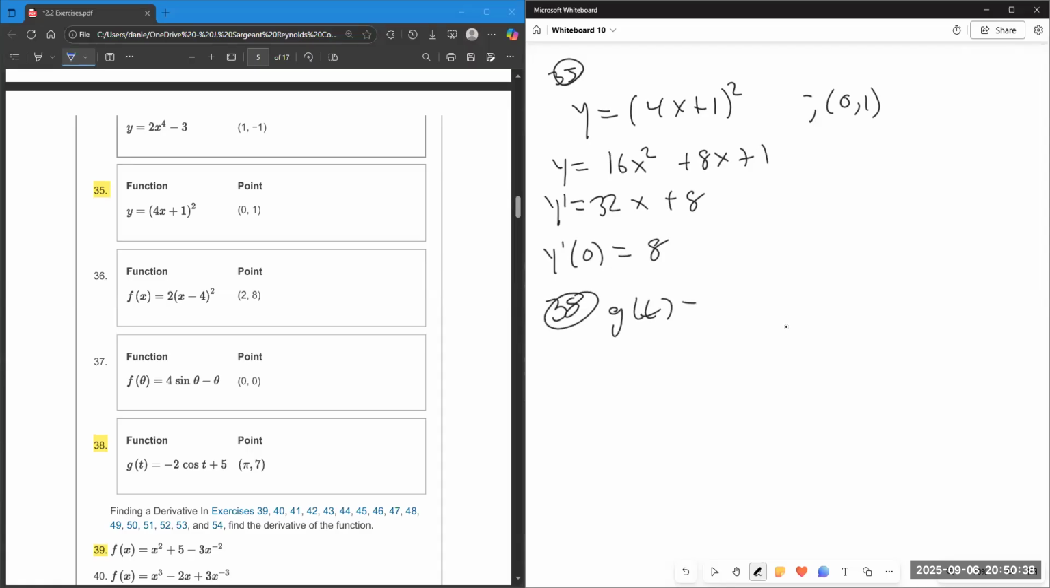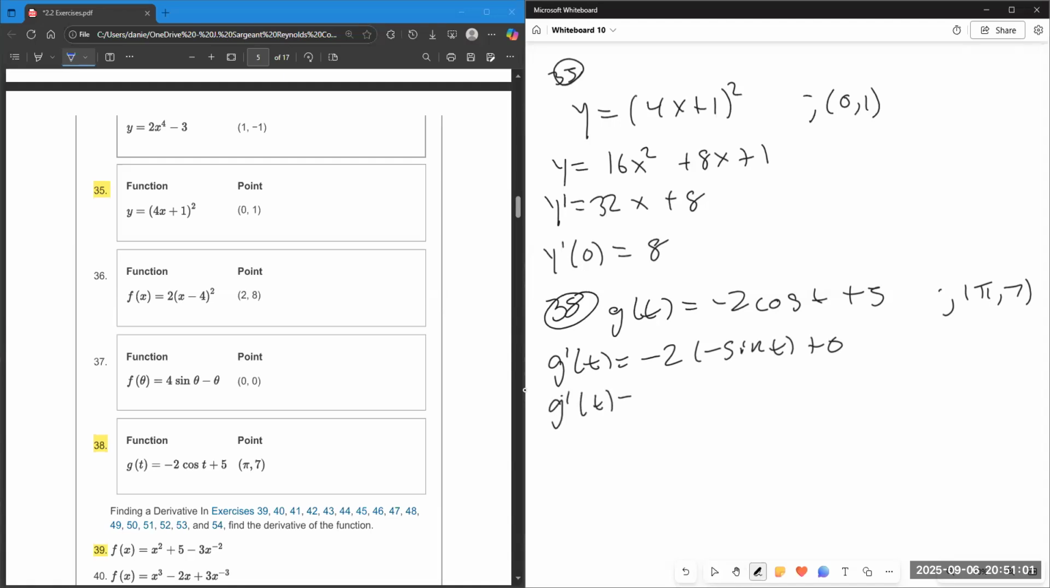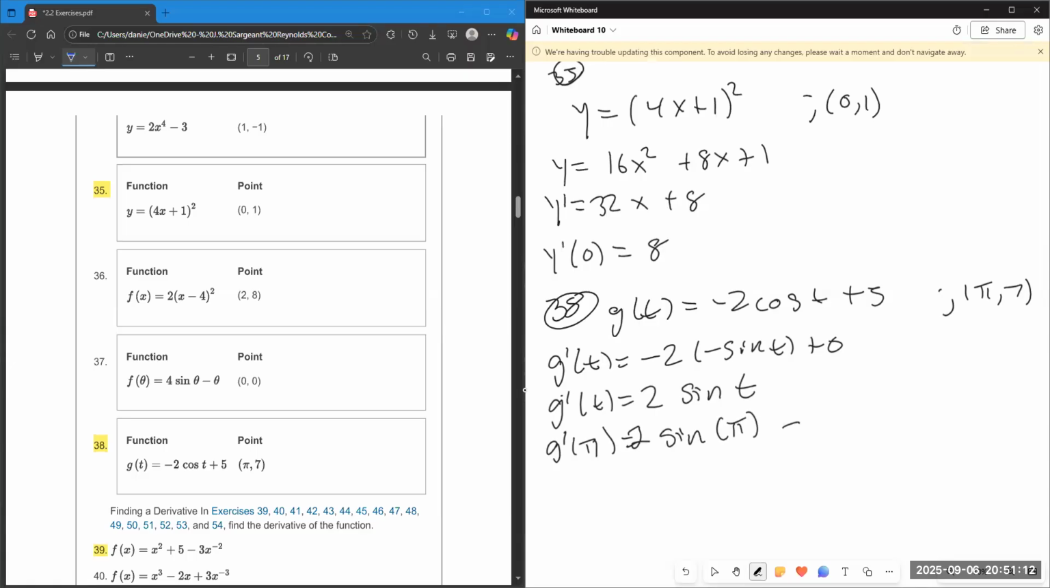38. g of t is negative 2 cosine of t plus 5. And the point given to us is pi, 7. g prime of t is negative 2 times negative sine t plus 0. g prime of t is 2 sine of t. g prime of pi is 2 times sine of pi. Sine of pi is 0, so my slope is 0.